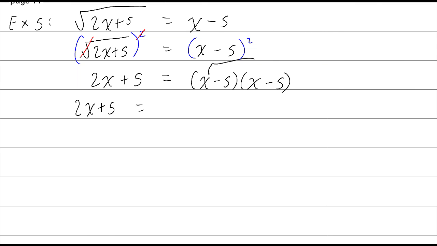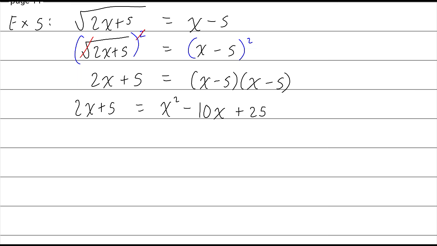So x times x is x squared. X times negative 5 is negative 5x. Negative 5 times x is negative 5x. Before I go any further, I'll combine those two. That's negative 10x. Negative 5 times negative 5 is positive 25.